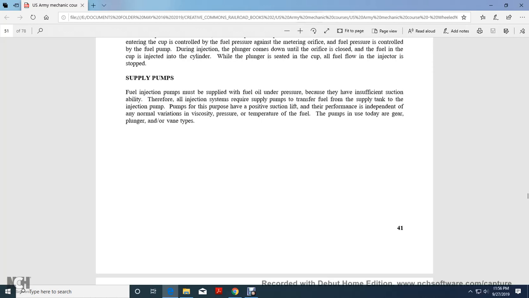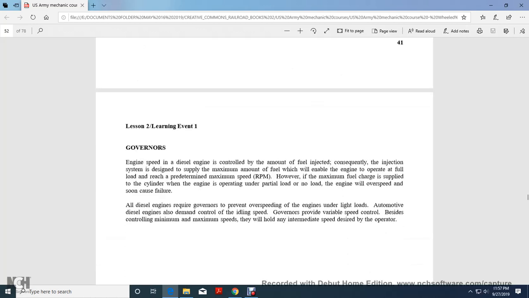The injector pump must be supplied with fuel oil under pressure because of its insufficient suction ability. An injection system requires a supply pump for the transfer of fuel from the supply tank to the injection pump. These pumps also provide positive suction lift. Their performance is independent of the normal variation in viscosity, pressure, and temperature of the fuel. The pump is usually of the gear, plunger, or vane type.